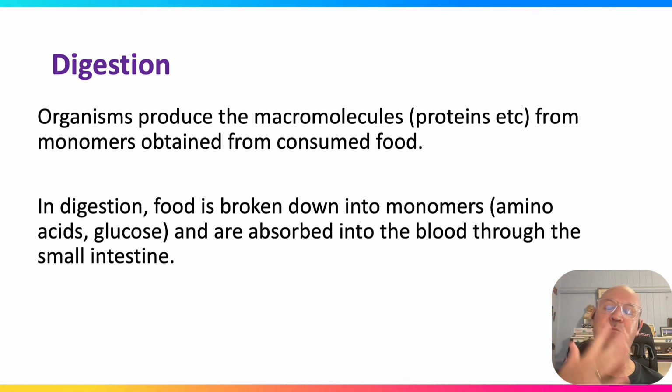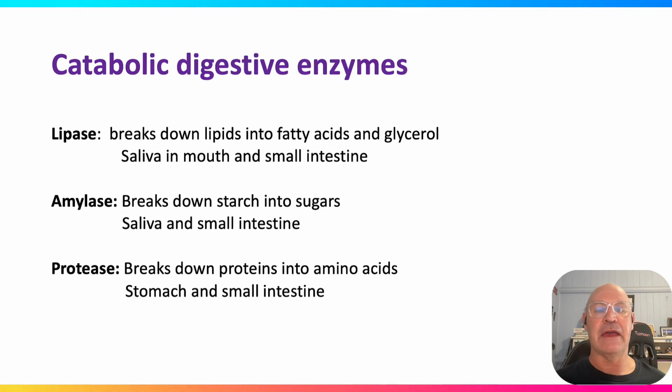So organisms produce those macromolecules, proteins, etc., from the monomers, and we get the monomers from food. So we eat protein and break that down into amino acids, and then the cells put those amino acids back together as proteins. We do the same thing with starch, etc. We break it down into glucose, really small molecules, allowing it to be absorbed through the small intestine into the blood. Now, we have mechanical digestion and chemical digestion, and the chemical digestion largely occurs due to enzymes. And so these are catabolic enzymes because they break down.